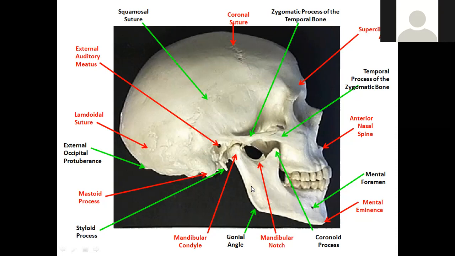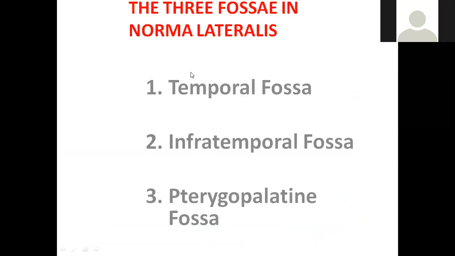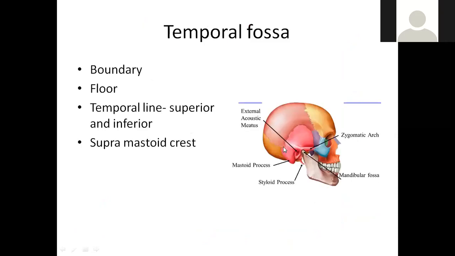Okay. So I said we have three fossae. In norma lateralis, if you break certain parts of the bones, we will be able to move deeper and deeper. So we have the temporal fossa, infratemporal fossa, and pterygopalatine fossa. Now see, this is the zygomatic arch. Above the zygomatic arch, whatever fossa you are finding, that is nothing but the temporal fossa.